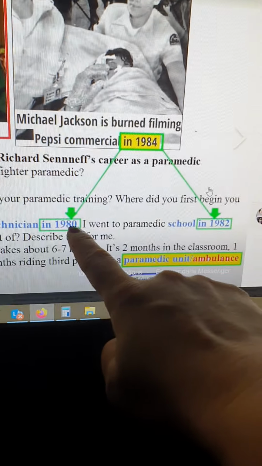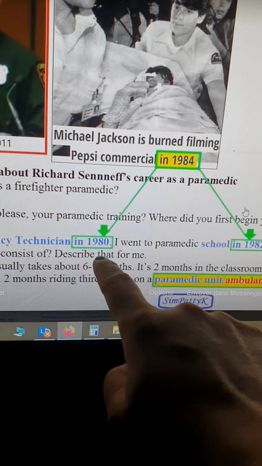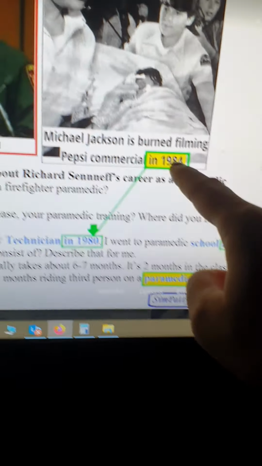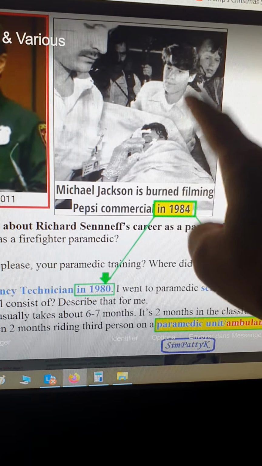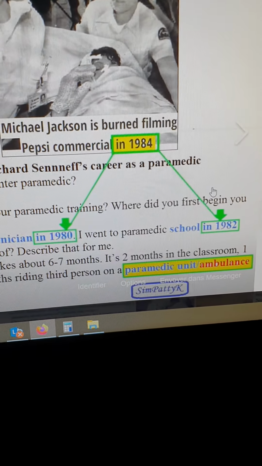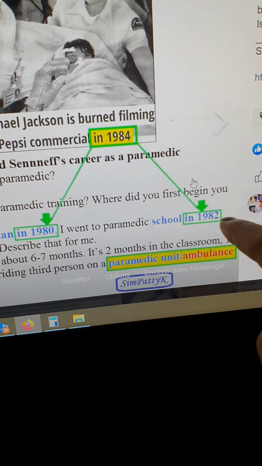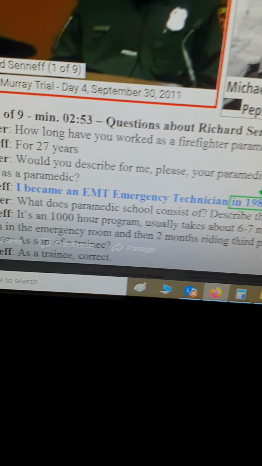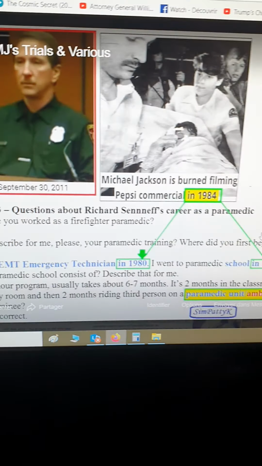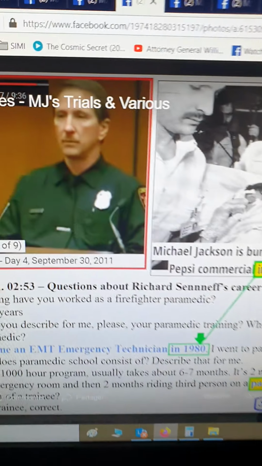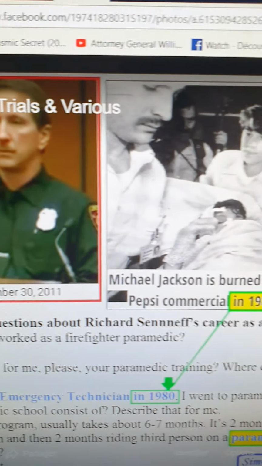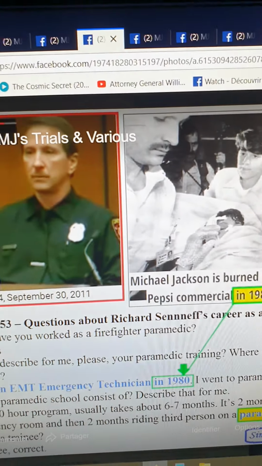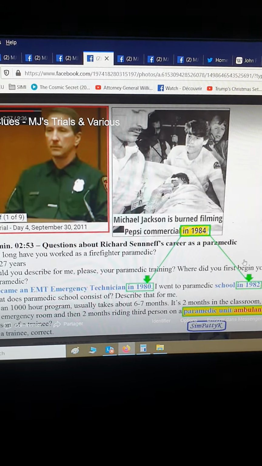So this is the proof that he was a paramedic 4 years before the accident happened. So he really could be this young paramedic here. Yeah, so he went to paramedic school in 1982. So the dates rather coincide. It's not really something that could not have happened, and they also look alike. They kind of look alike. Consider that there's 27 years between the two photos.